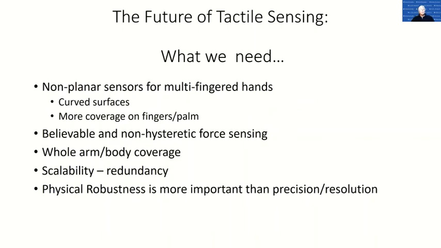And that relates also to the physical robustness factor. I believe physical robustness is more important than precision and resolution. So you may have a coarse-grained tactile sensor, but that works all the time, and you can bounce it off a table, etc. That's more important than having high force control and very accurate sensors. So those are things to keep in mind as we go on and build better tactile sensors in the future.